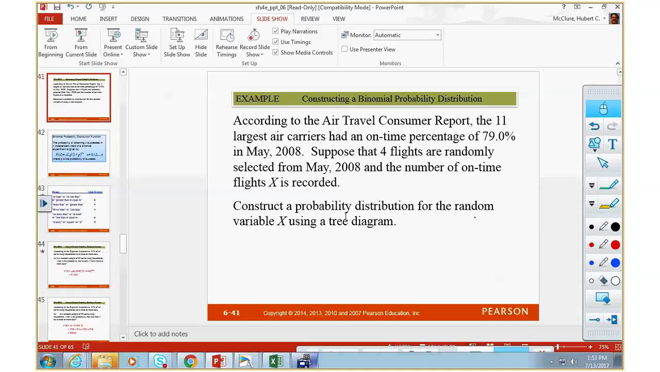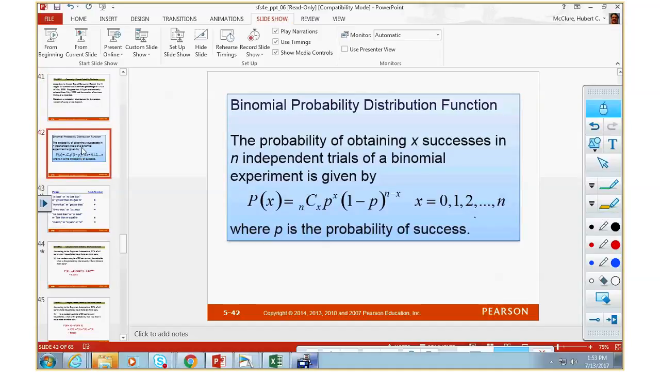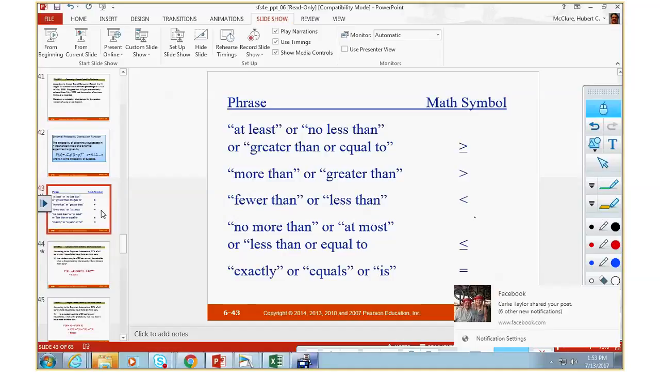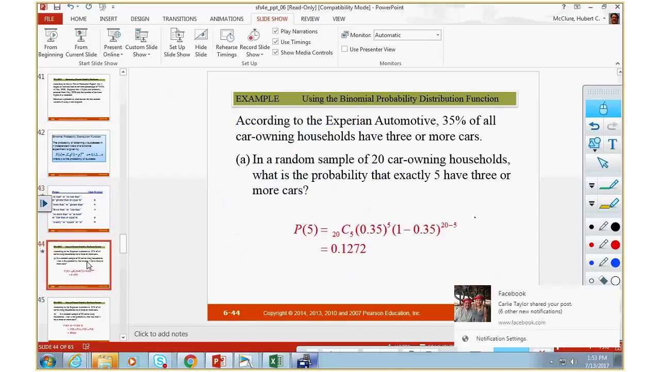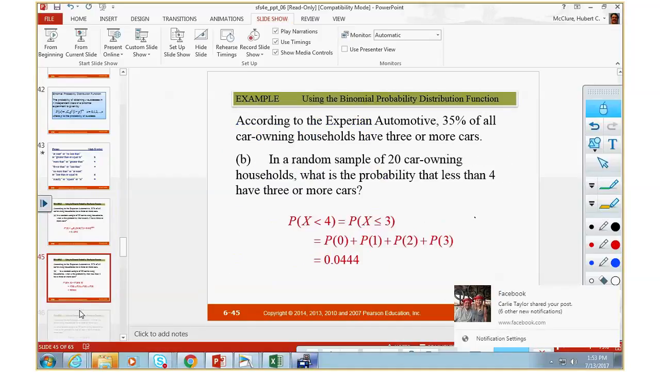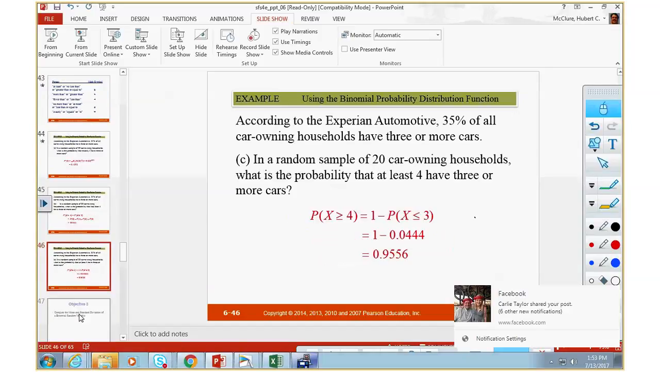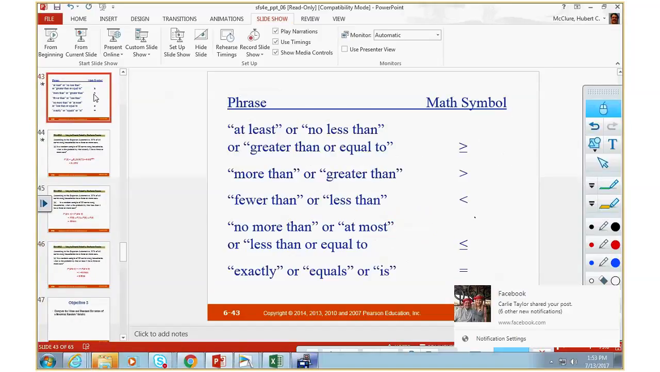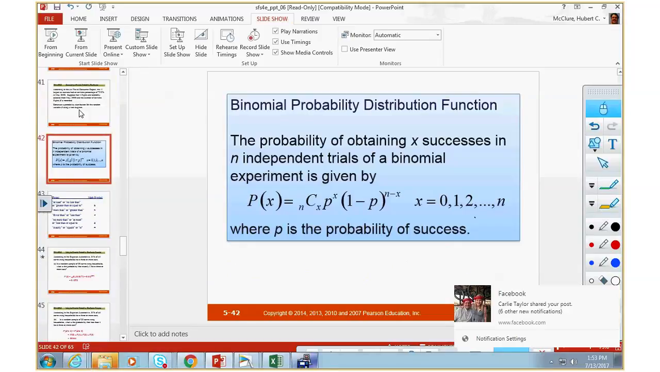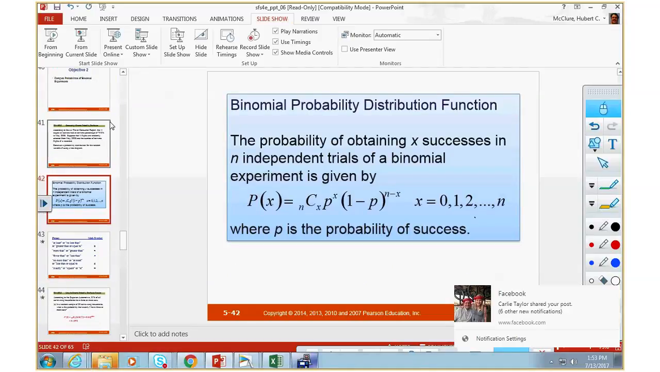Wait a minute. Construct a probability distribution. God, are we ever going to get to a problem? Okay, I'm sorry. Construct a probability distribution using this formula. Okay, did y'all see where I'm a little bit confused? They tell you to do something and then they just leave you hanging. Okay, well, I'm going to give it to you.